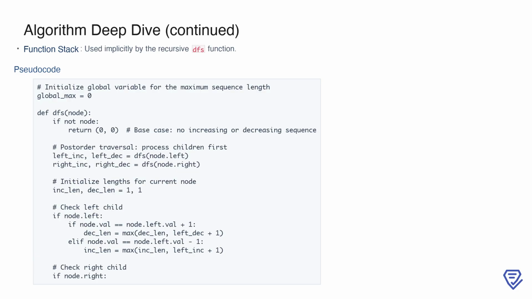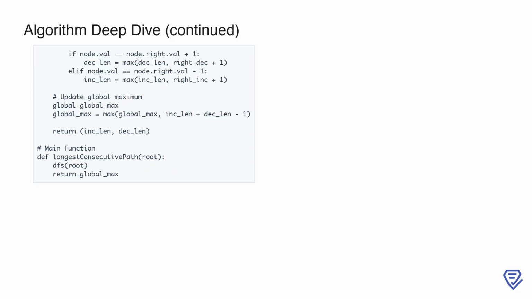If its value is 1 less than the current node's value, it extends a decreasing sequence, and we update dec_len. If its value is 1 greater, it extends an increasing sequence, and we update inc_len. Similar checks are performed for the right child. For the right child, if its value is 1 less than the current node's value, it contributes to the decreasing sequence, so we update dec_len. If its value is 1 greater, it contributes to the increasing sequence, and we update inc_len.